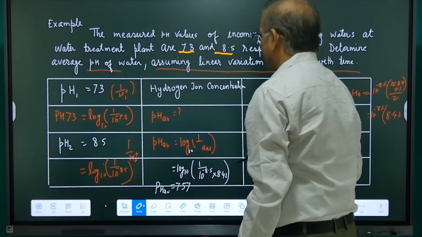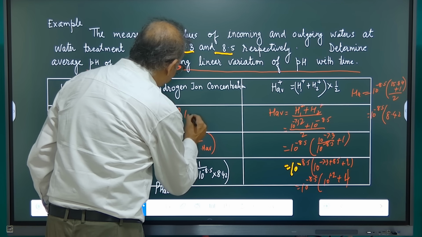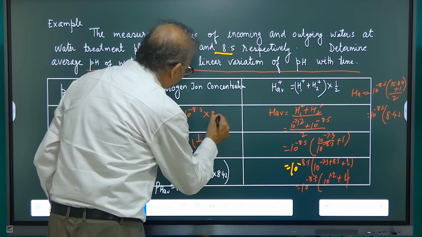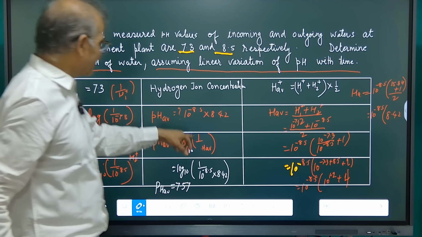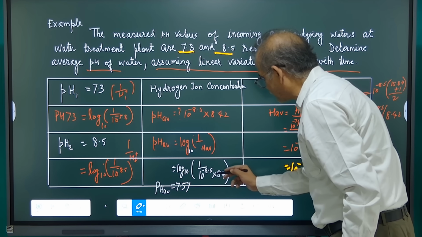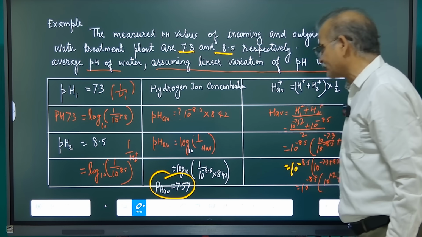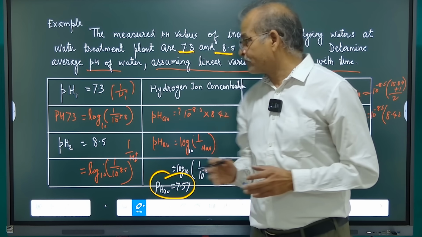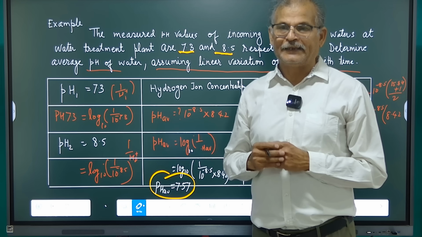Now we know H average has come to 10 to the power minus 8.5 into 8.42, and pH average will be log of 1 upon H average. Putting this value, 1 upon 10 to the power minus 8.5 into 8.42, and solving, we get pH average 7.57. So the average pH for this water supply will be 7.57. It is between 6.5 to 8.5, hence it is drinkable.